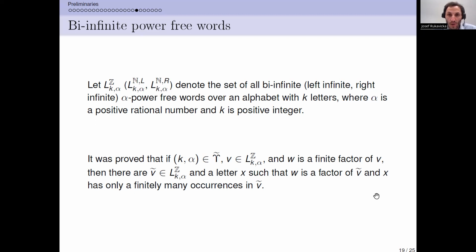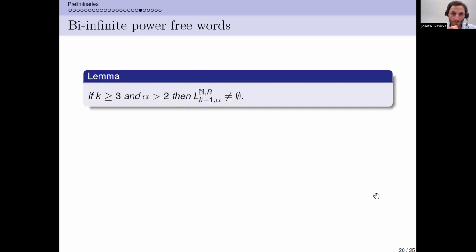It is possible to construct such infinite words. It is possible to restrict the number of occurrences of some letter X. So this is the result from last year. Yes, this is basically the consequence of the De Jean conjecture. So, as I said a couple of minutes ago, this defines the boundaries of my results.